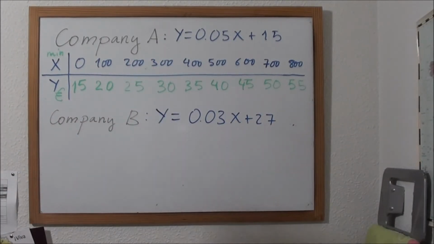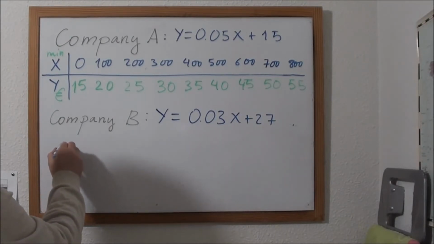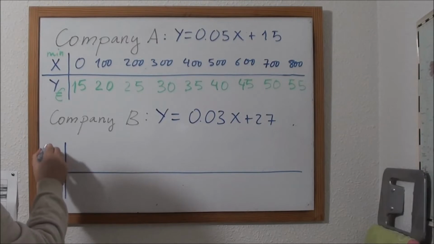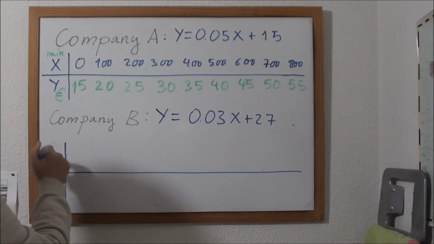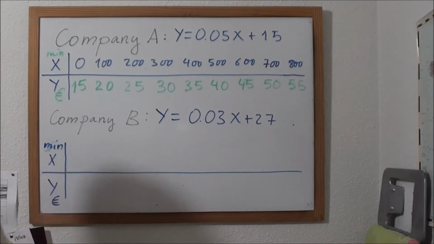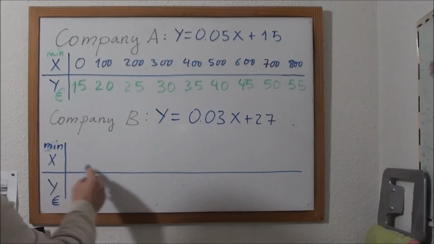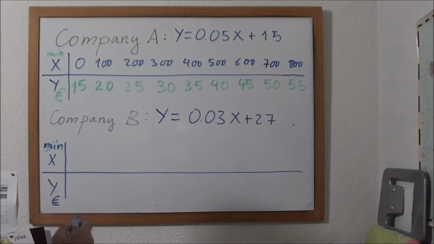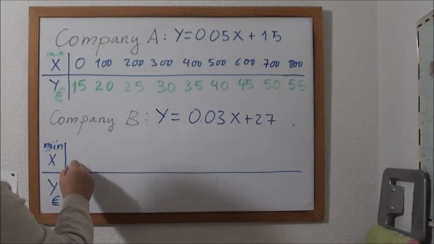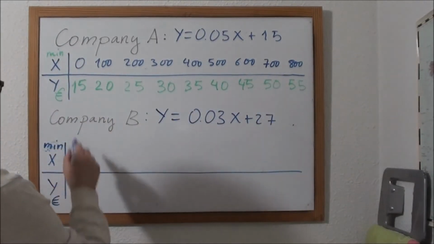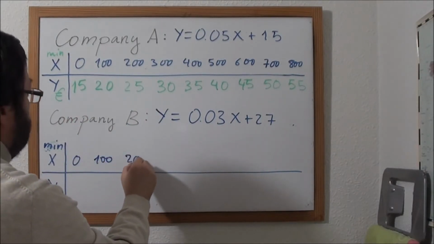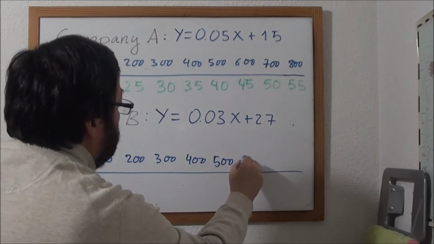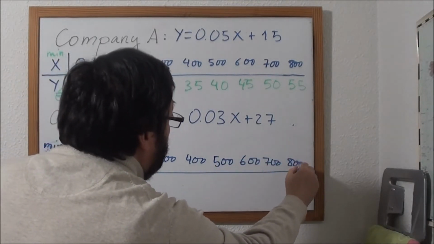Okay? And now we are gonna do the same with company B. So let's do the same for X and for Y. Remember that X is the number of minutes, and Y is the money we pay. X is the independent variable. We can give X any value we want. That's why it's independent. So let's do it with the same set of values as here: 0, 100, 200, 300, 400, 500, 600, 700, and 800.